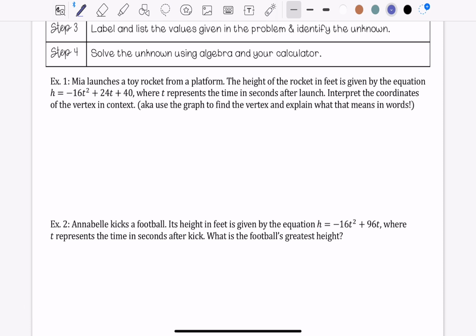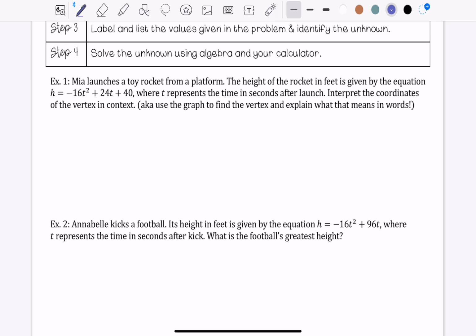Looking at example number 1, it says Mia launches a toy rocket from a platform. The height of the rocket in feet is given by the equation h equals, where t represents the time in seconds after launch. Interpret the coordinates of the vertex in context, aka use the graph to find the vertex and explain what that means in words.